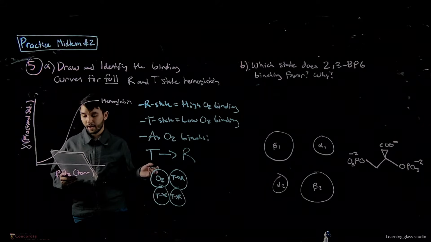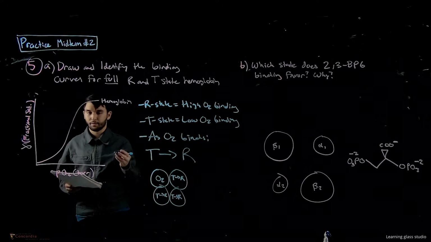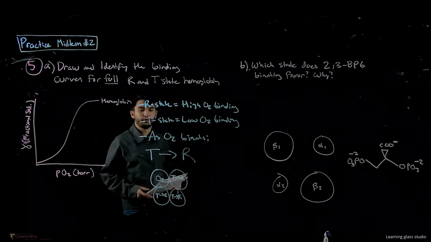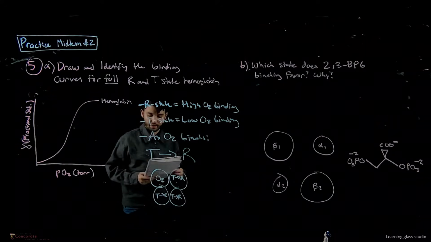So now looking at this, let's draw what these two curves look like for full R state and full T state. Full R state would be all 4 in the R state, and full T state is all 4 in the T state.